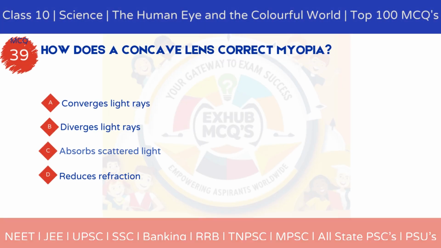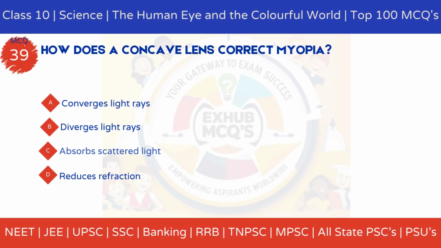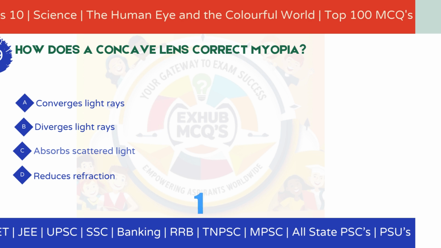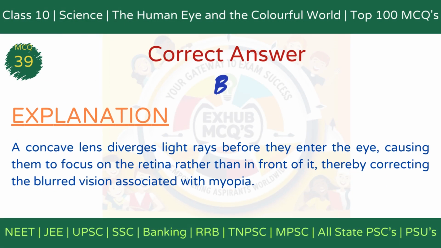MCQ 39. How does a concave lens correct myopia? Option A, converges light rays. Option B, diverges light rays. Option C, absorbs scattered light. Option D, reduces refraction. The correct answer is option B, diverges light rays.